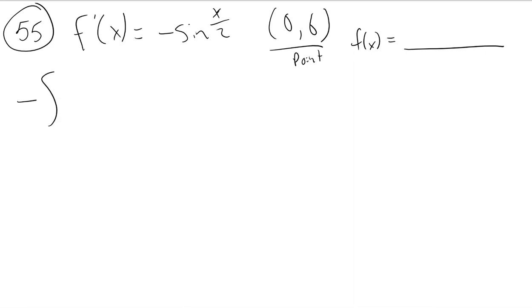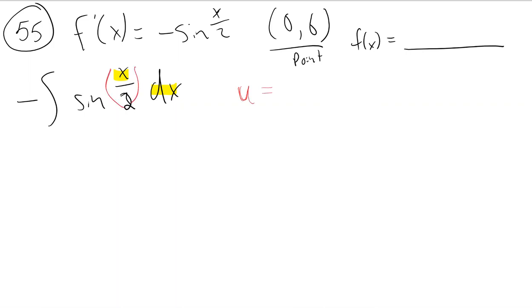So we should integrate negative sine of x over 2. And this would be dx because x is our variable. So this doesn't look like anything I have memorized. It doesn't look like just undoing simple power rule. So we're probably going to need u substitution for this question.